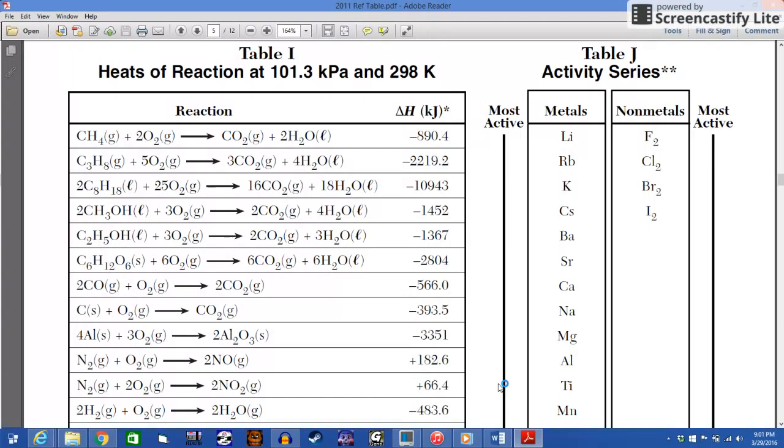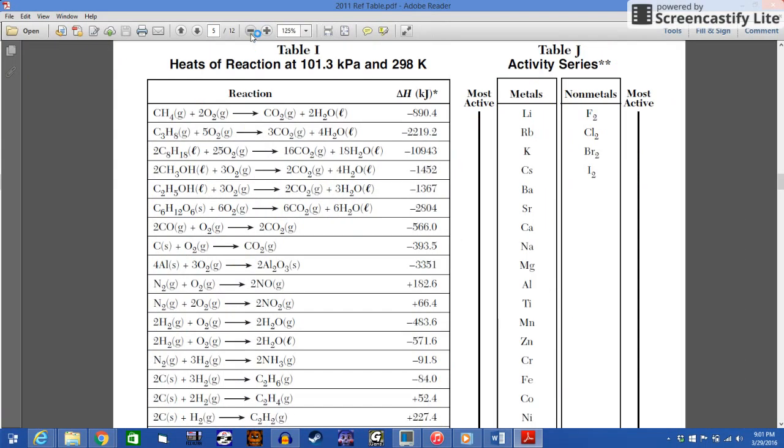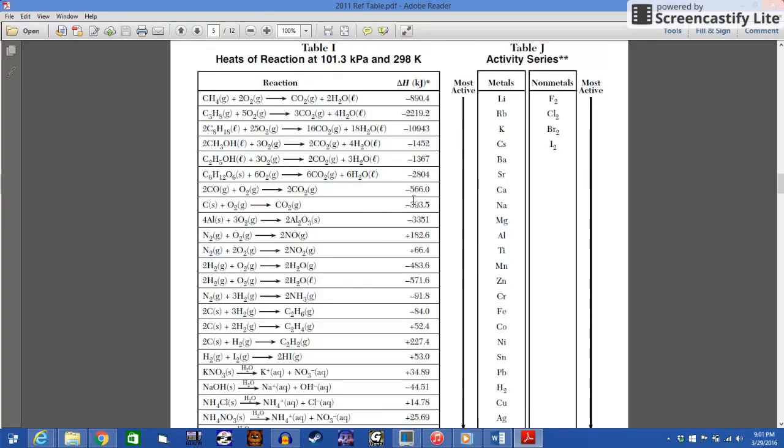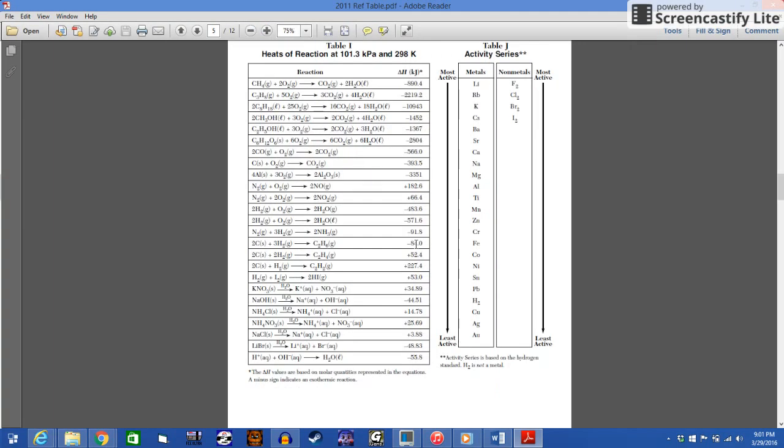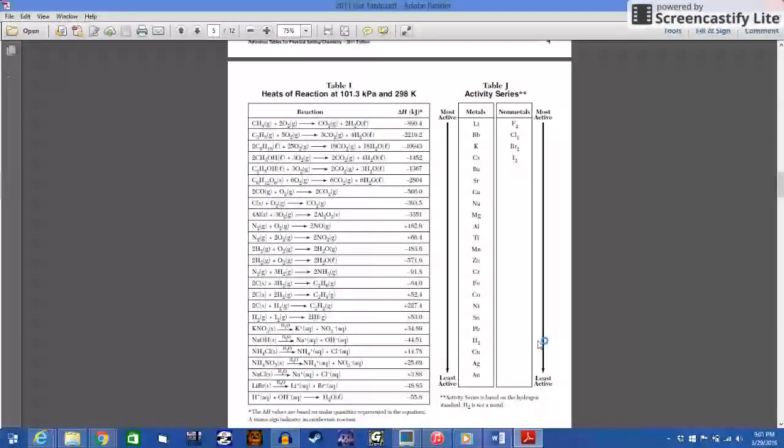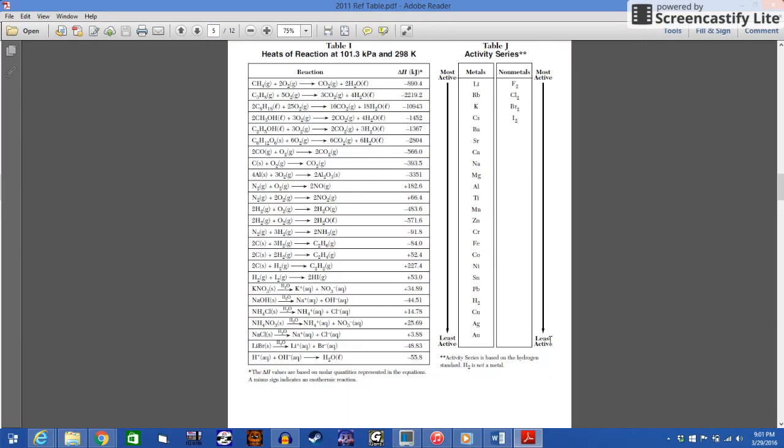Table I is heats of reaction. I'm going to zoom out just a little bit, and you will see all the wonderful stuff that this table gives you. Occasionally, you're going to find that Regents ask you about the enthalpy, or the heat of certain reactions, and you're going to be like, well, how am I supposed to know about that? And they're really giving you a very subtle hint that you should be looking at your reference tables, and table I is a good place to go.